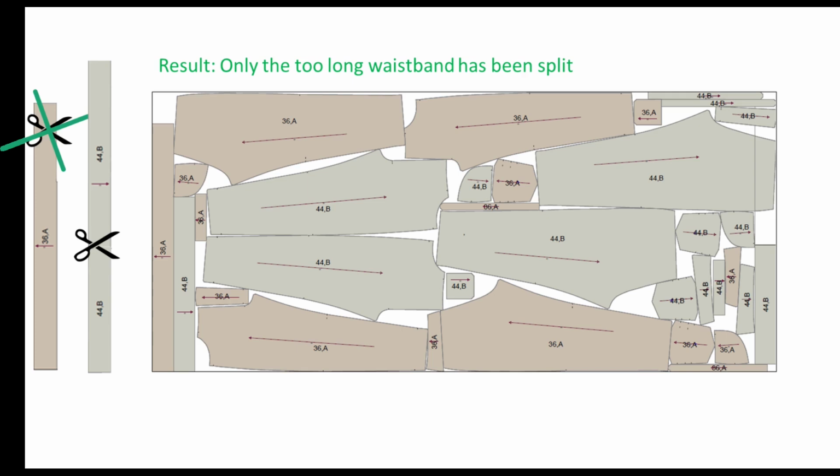And this is the result. AutoMarker has split only the waistband of the size 44 because it didn't fit in the marker width.